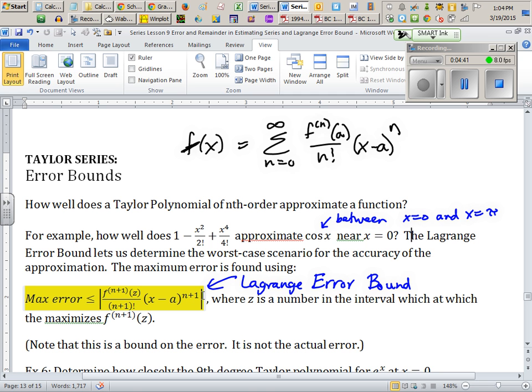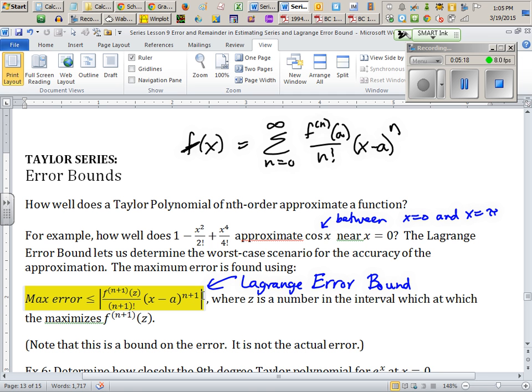Look now at the yellow. That's really just kind of like the next term. You've got the n plus 1 derivative instead of the n derivative. You've got n plus 1 factorial instead of n factorial. You've got x minus a to the n plus 1 instead of x minus a to the n. It really is kind of like the next term. So this is very similar to what we just did with alternating series. Almost easier to memorize.